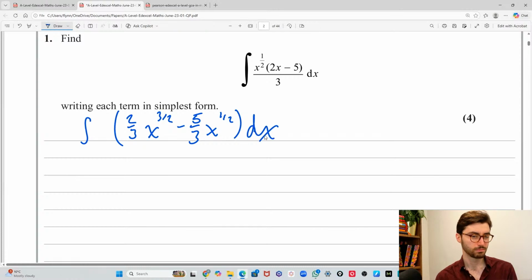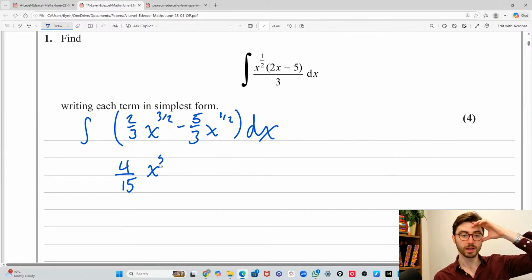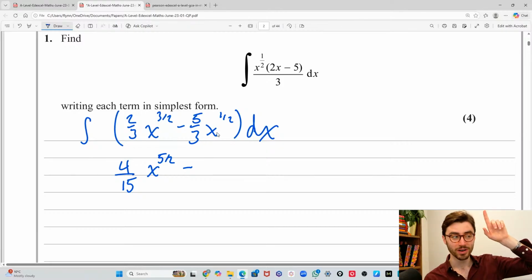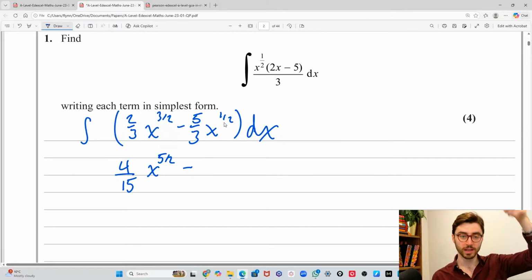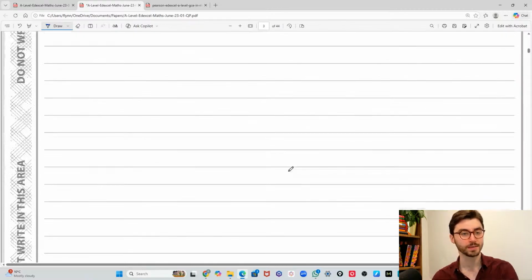That I prefer. All right, so we're going to raise this power to 5 over 2 and divide by 5 over 2, which is the same as multiplying by 2 over 5, which will turn that into 4 over 15 x to the 5 over 2. I agree, easy to start with, it's going to get harder. Give it time. So the half will be raised by 1 to 3 over 2. Dividing by 3 over 2 is the same as multiplying by 2/3, turning that into 10/9 x to the 3 over 2 plus c. Great, done. Okay, cool. Next.